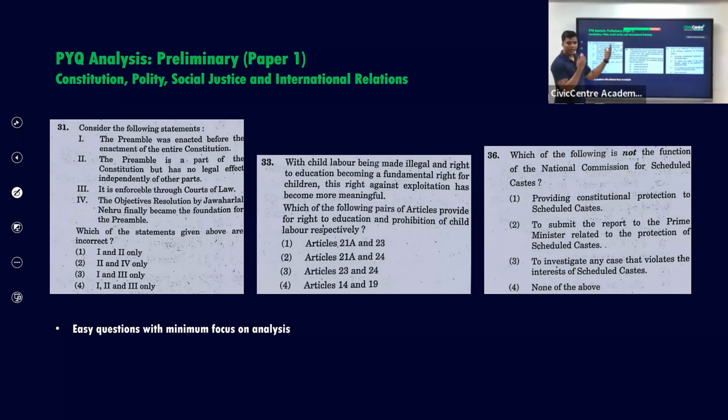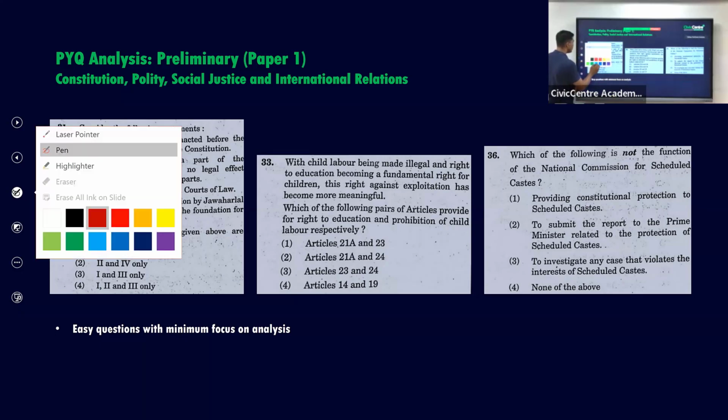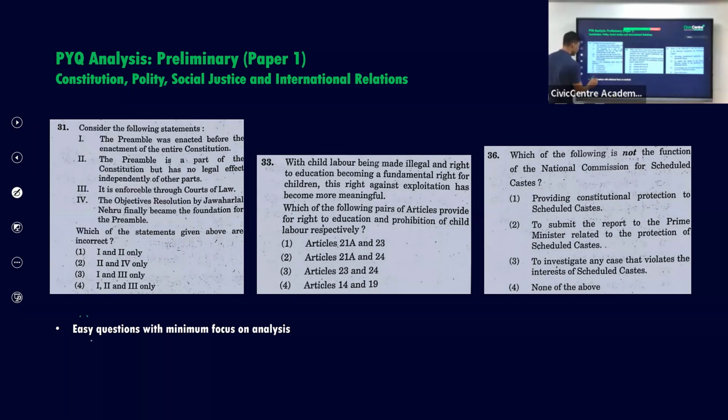So to justify the viewpoint, these were easy questions. Why do I call them easy questions? I would say easy questions with minimum focus on analysis. See, a very direct question on the preamble. When was the preamble enacted? When was the Constitution enacted? Can you tell the date? 19?